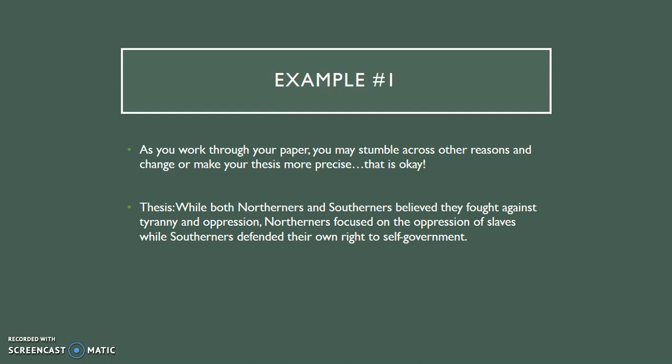So, you do research, you figure out more precise reasons, you finally come to this last thesis: while both Northerners and Southerners believed they fought against tyranny and oppression, Northerners focused on oppression of slaves, while Southerners defended their own right to government. This would be an absolutely perfect thesis for the paper topic, compare and contrast the reasons why the North and South fought the Civil War. It's very specific. You can take one side to it, you can argue it, and it has meaning to why it is important.